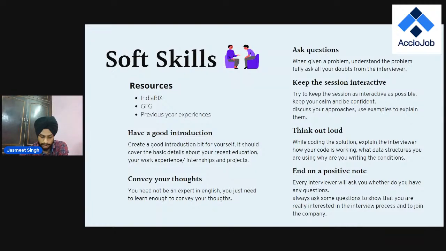Okay, so Roja is asking whether MBA students are eligible for these jobs. Yeah, MBA students are also eligible. There are no criteria. If you have an interest in CS and have the knowledge, everybody is applicable. You just need to check the requirements of the company you are applying for. So MBA is not an issue.